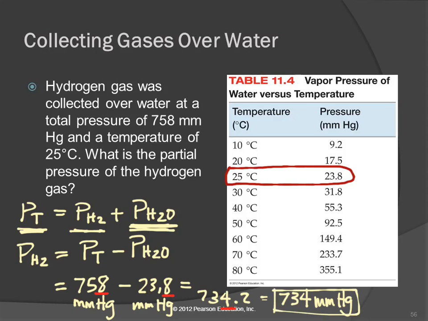Okay? So you need to do that calculation with your gas from the lab we did, because we know the total pressure, it was the outside pressure, and we knew the temperature of the gas, so you can find the partial pressure of water, and that allows you to find the partial pressure of the hydrogen gas.